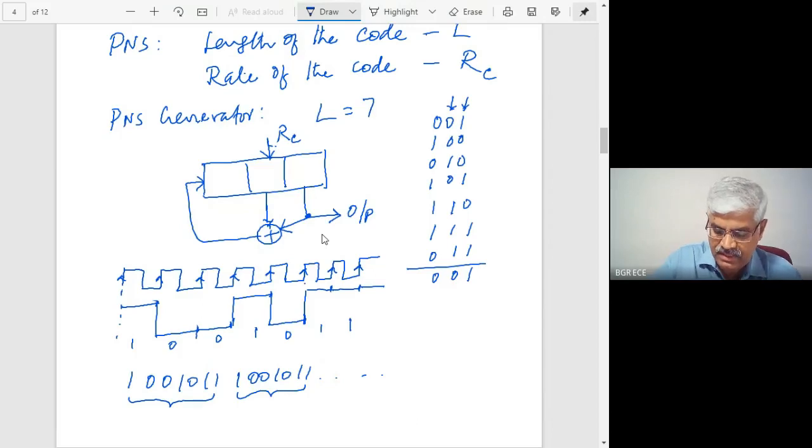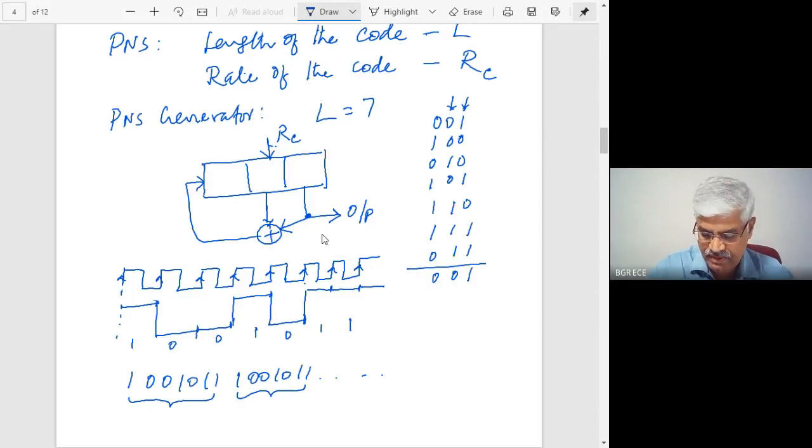Now, such a sequence is used to multiply with the data sequence, as we have shown the other day. We multiply with the data sequence, and then we have shown that we could get spread spectrum by choosing the chip rate Rc much greater than the data rate. So that is how we got it.